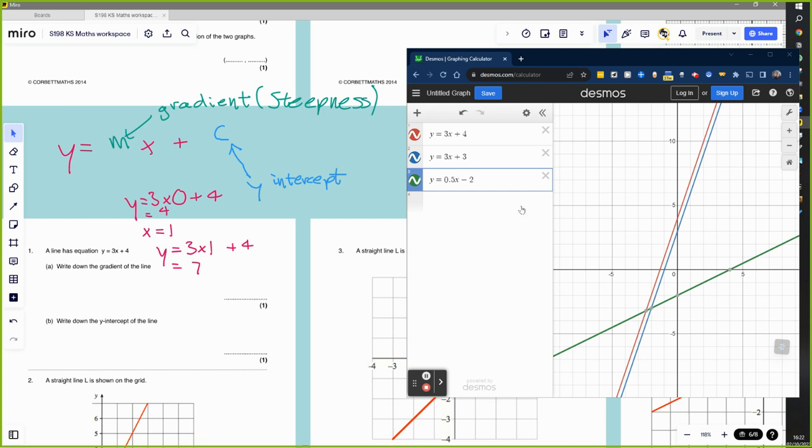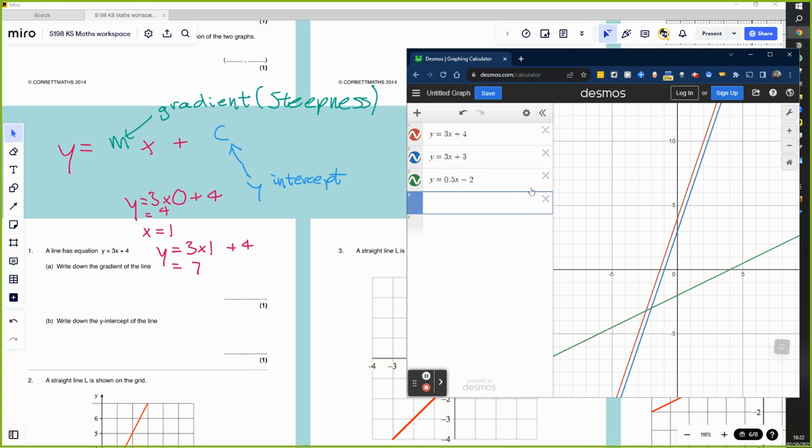Before I sign off the video, I just want to show you what it would mean if it was a negative gradient. So we'll get this blue line, and it is at the moment y equals 3x plus 3. Let's make it y equals negative 3x plus 3. You can see the slope goes downwards. The size of the number 3 is the steepness, so it's just as steep as the red line, but it's in the opposite direction. It's going down, whereas the red one's going up.